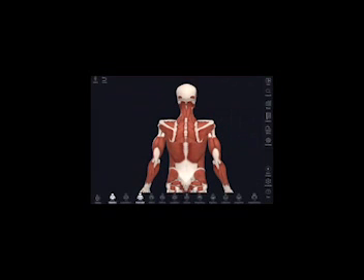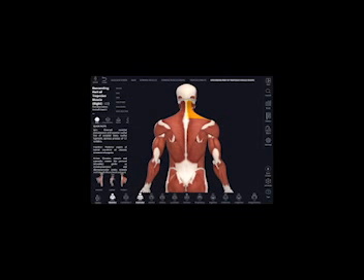All right, so moving on to the upward rotation and the downward rotation. Upward rotation is going to be performed by the upper trap, and also the serratus anterior. As you saw, the serratus anterior kind of wraps around in a diagonal manner. So when it contracts, it will actually rotate the scapula upwardly.